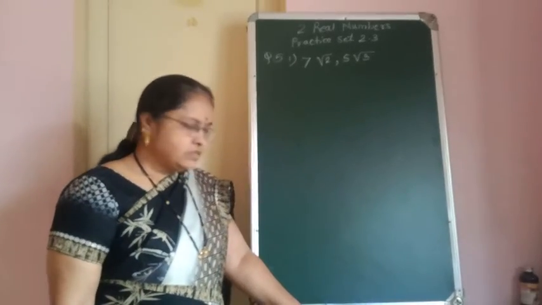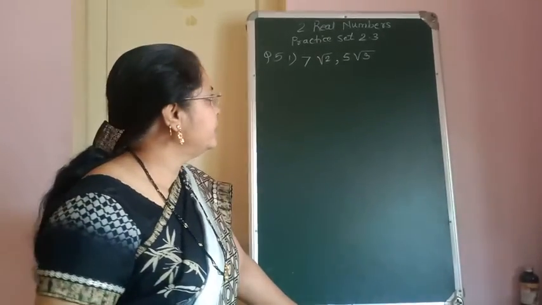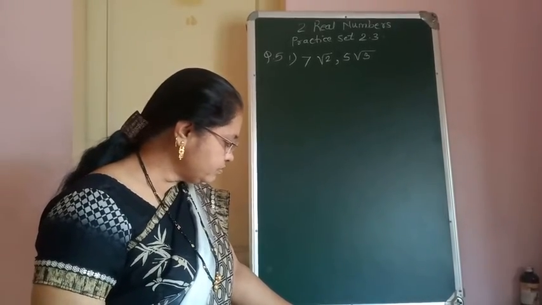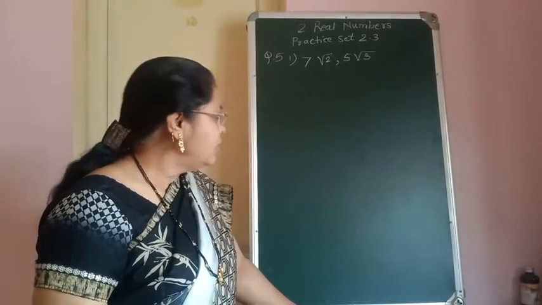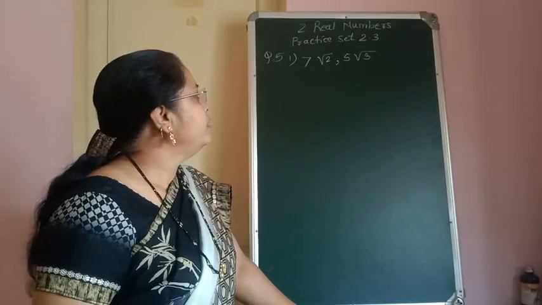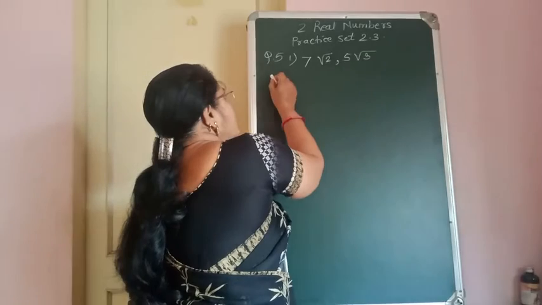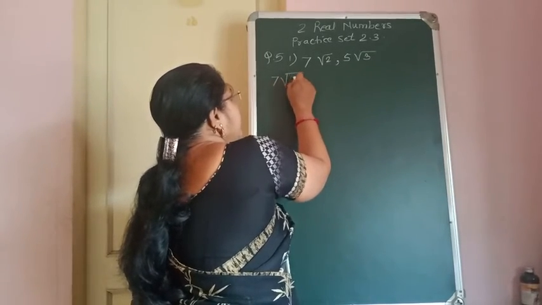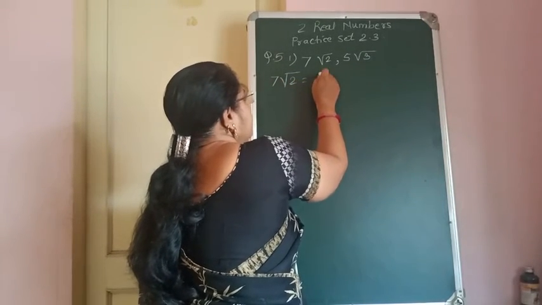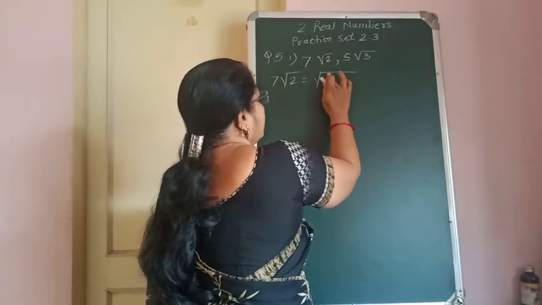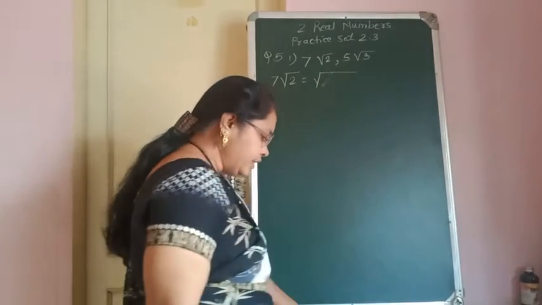For comparison, we must see whether the order of the surd is same or not. Again, we make the simplest form of the surd. So 7 root 2 I can write as square root of 7 square into 2, or 49 into 2.